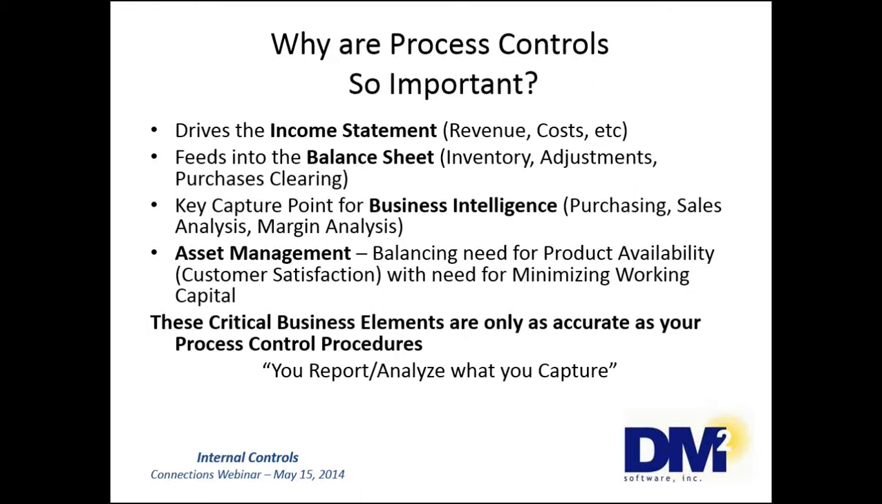Business intelligence data, such as the DM2 SQL data warehousing, requires process controls for accurate and consistent results. Reports such as margin analysis, sales analysis, and purchase analysis rely on these processes to be consistent. Asset management requires you to balance the need for product availability with the need for minimizing working capital.